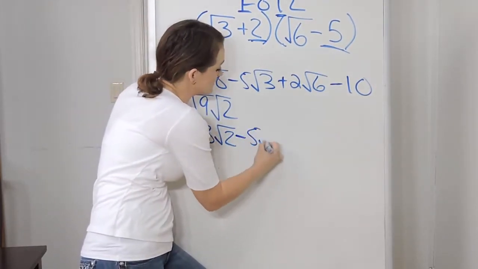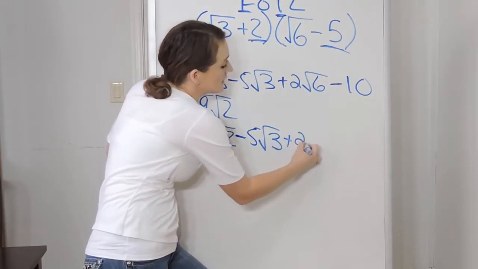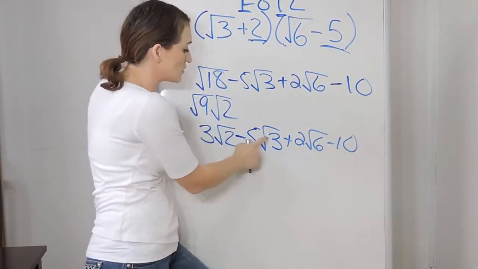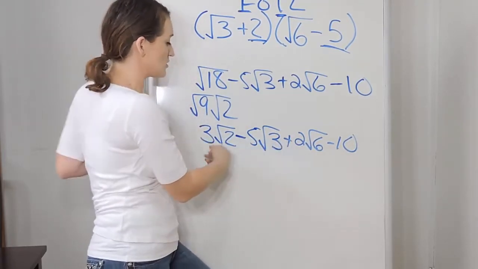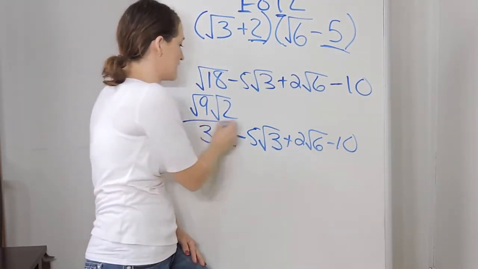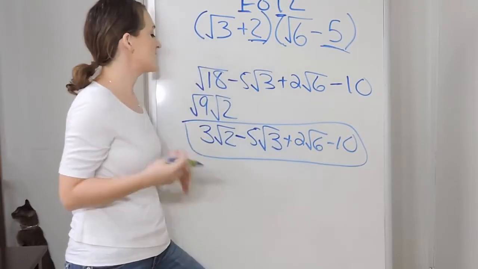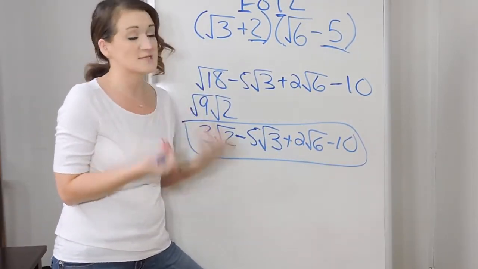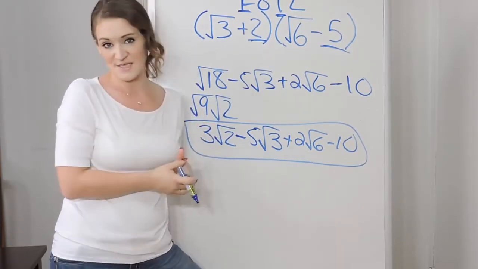Otherwise, nothing else simplified, so I'm really just going to drop down the rest of the problem. I still don't have the same radicands here, so I can't combine any of these terms. And since I'm done simplifying every single one of these, there's just nothing left to do. This is the solution here.